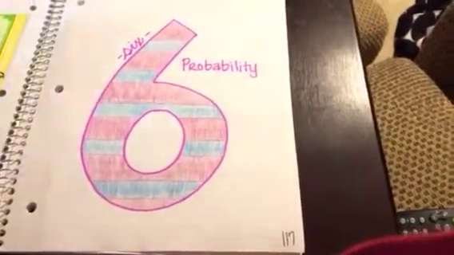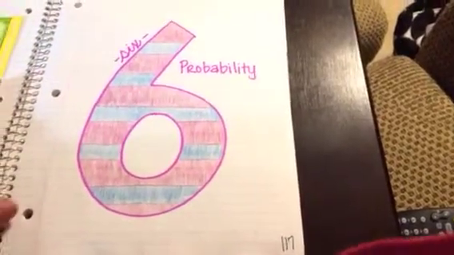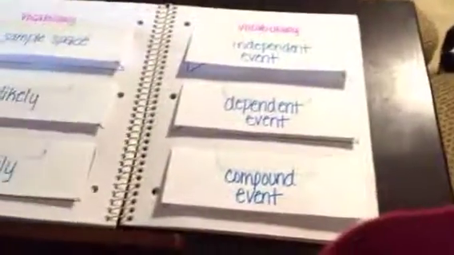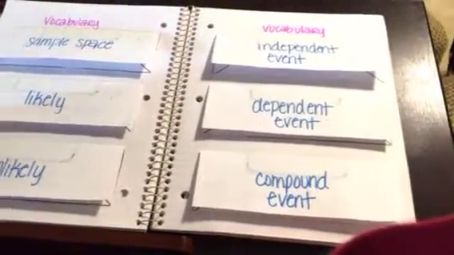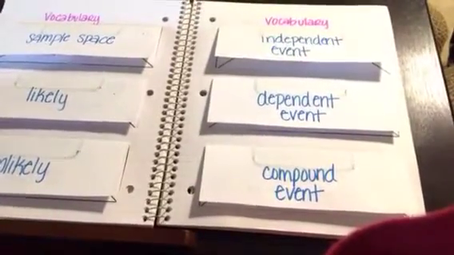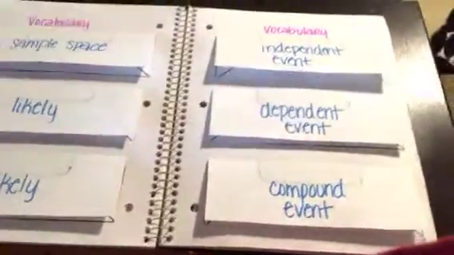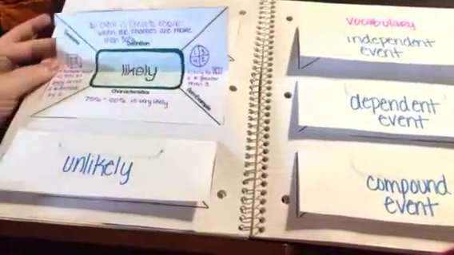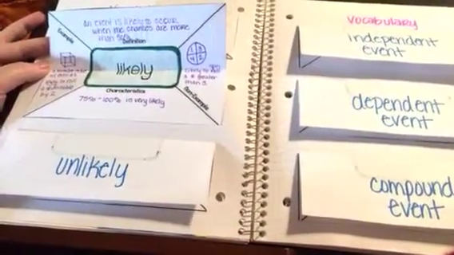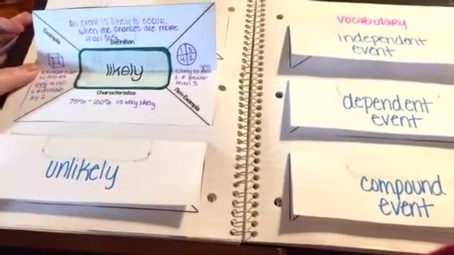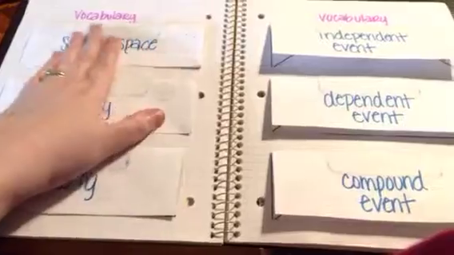As you can see, this is unit 6 in my 7th grade interactive notebook, and it opens up first to the vocabulary for the unit: sample space, likely, unlikely, independent event, dependent event, and compound event. These vocabulary words are Frayer models that are folded in half, and they allow you room for the definition, characteristics, example, and non-example for each word.